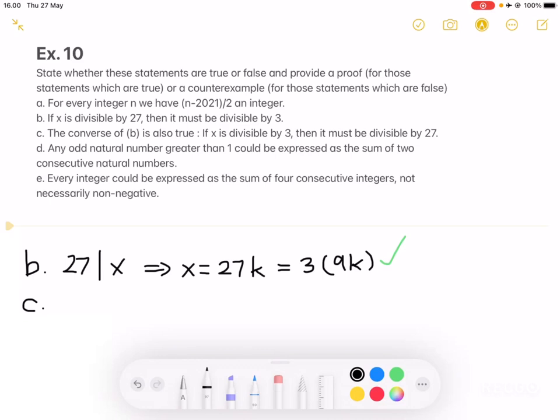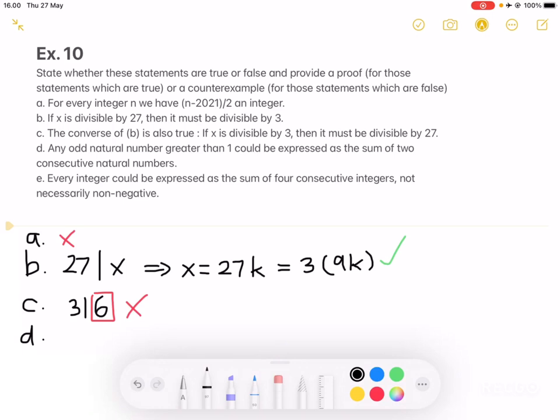Right, for part C, the converse of B is also true. The converse of a statement is when you flip the two parts of the statement. So here, the converse is: if x is divisible by 3, then it must be divisible by 27. This statement is false, and we can prove this by providing a counterexample. Let's say 6, because 6 is divisible by 3, or 3 divides 6. Notice here that 6 is not divisible by 27, so this statement is false. I accidentally erased a here, and we have proven that it is also false.